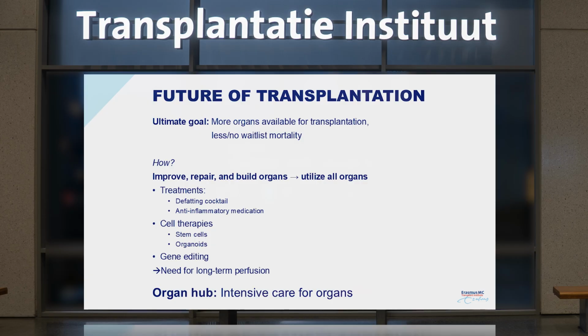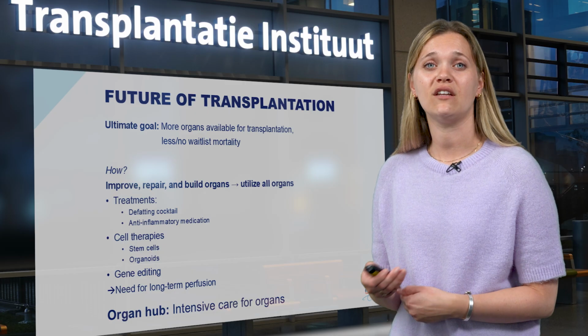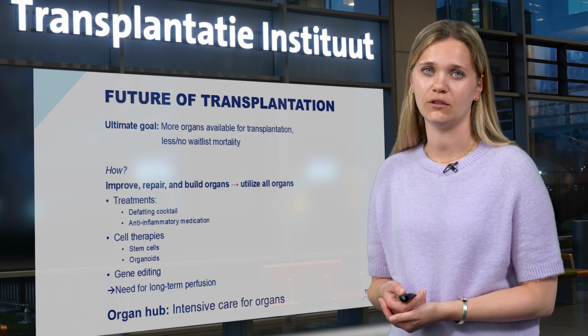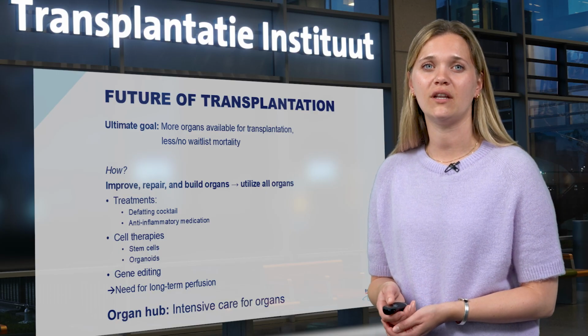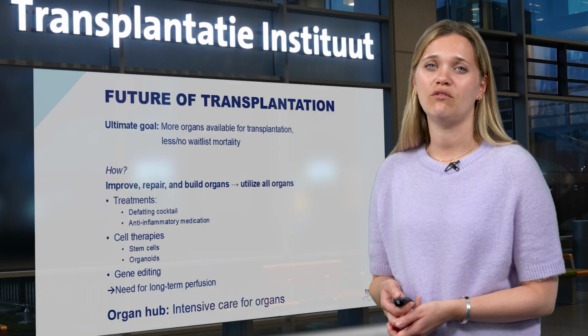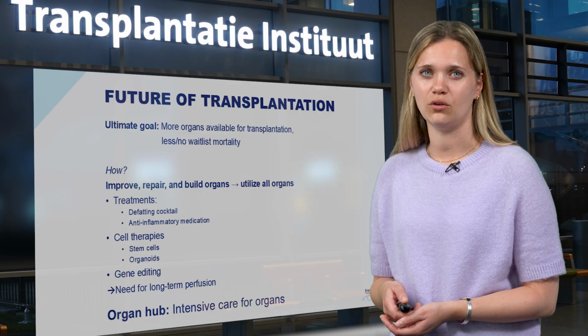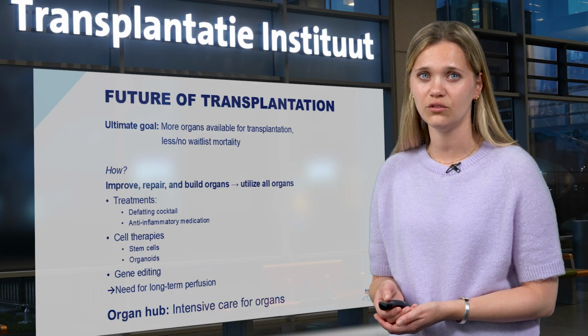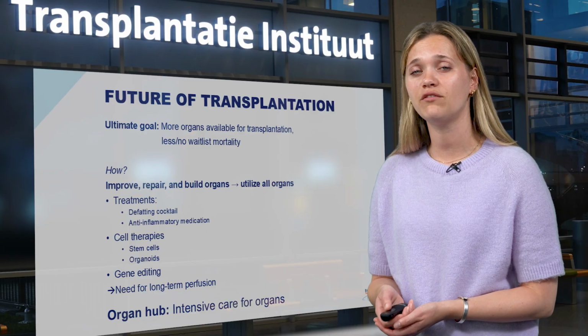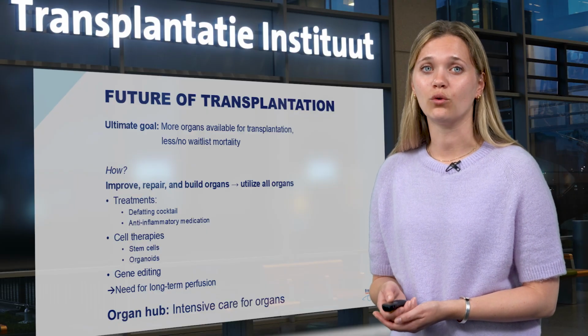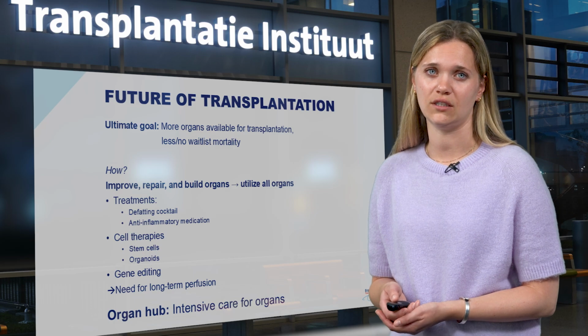So we can treat them with defatting cocktails. So the people with higher BMIs have also a fatty liver. What if we can defat that liver and transplant that liver? Or we can give anti-inflammatory medication. And we can even start thinking about cell therapies, so providing the organ with stem cells, maybe even stem cells derived from the recipient. We can add organoids or even do gene editing.